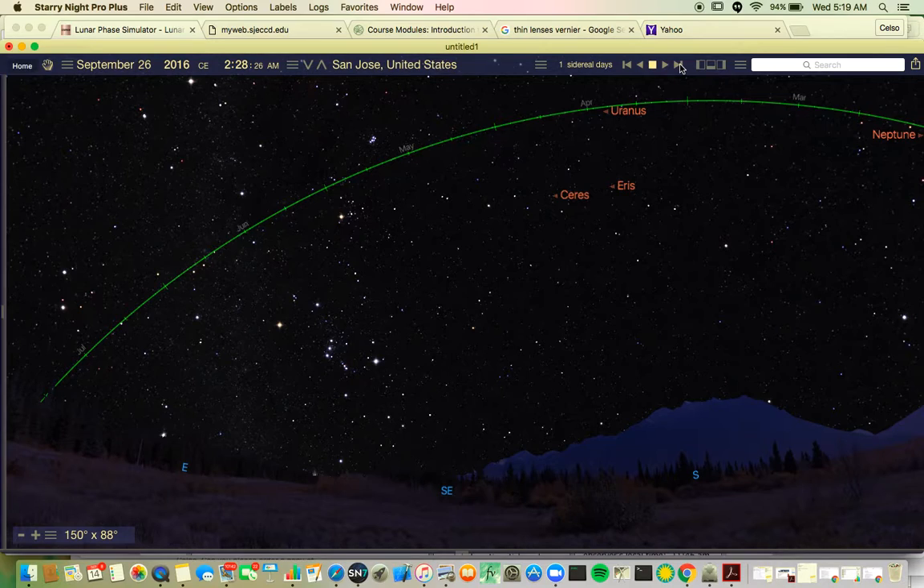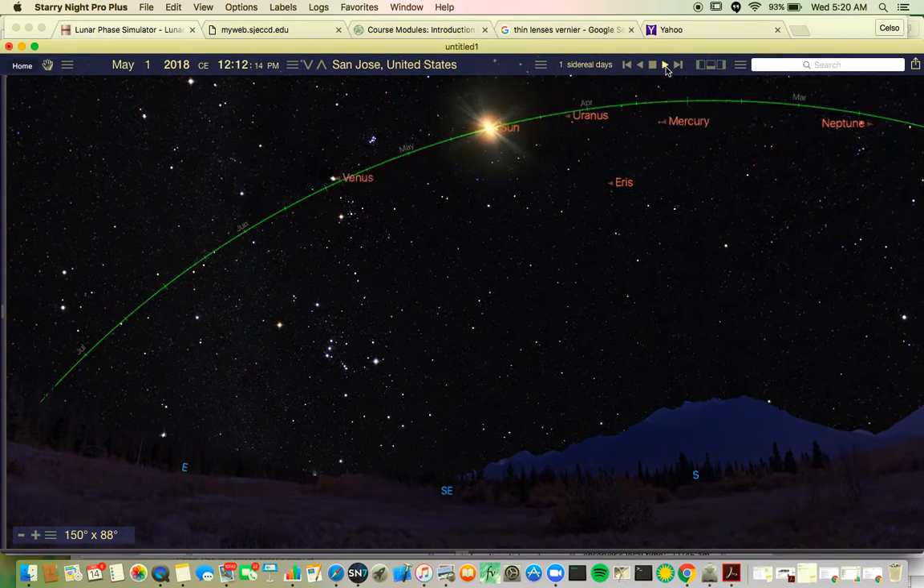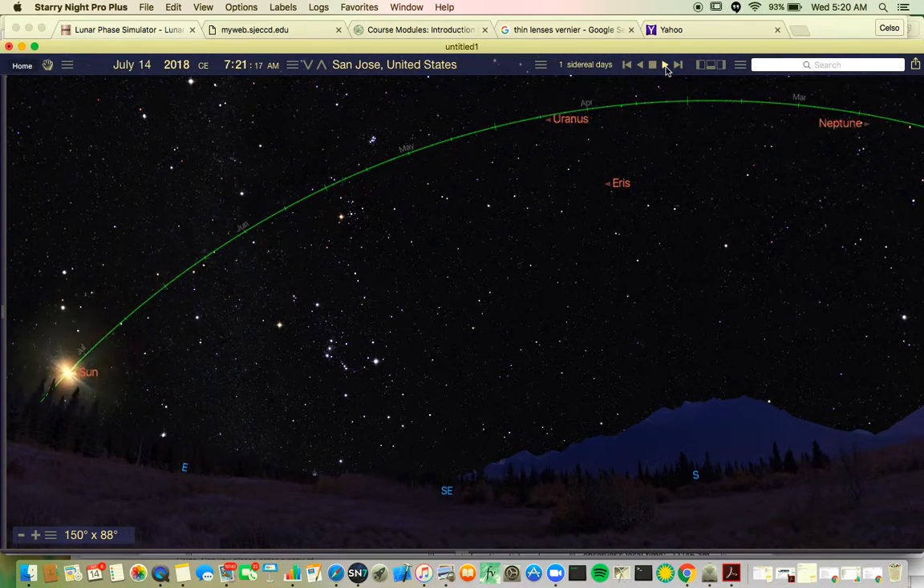Any other changes? Now let's keep doing this, but a little faster. And you'll see the time is going to run crazy. See, the moon keeps going fast. Now look at the sun. The sun is also moving from the western sky to the eastern sky. And the planets have a kind of weird motion.